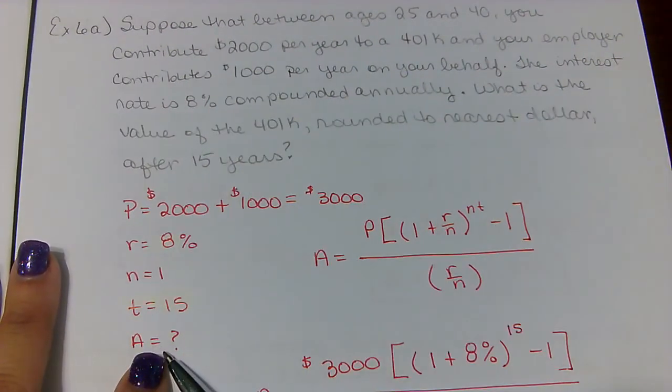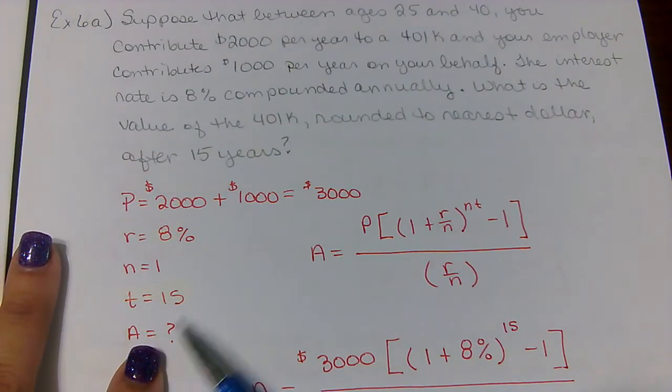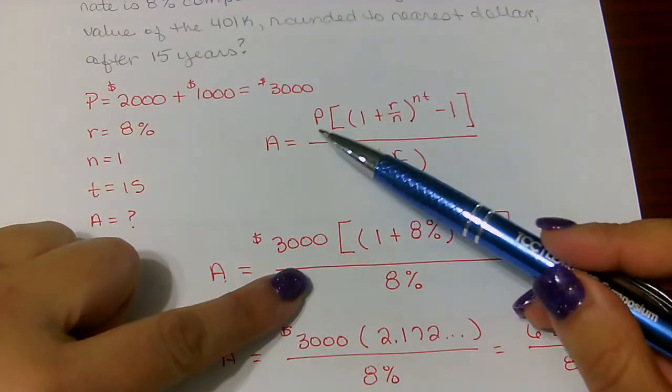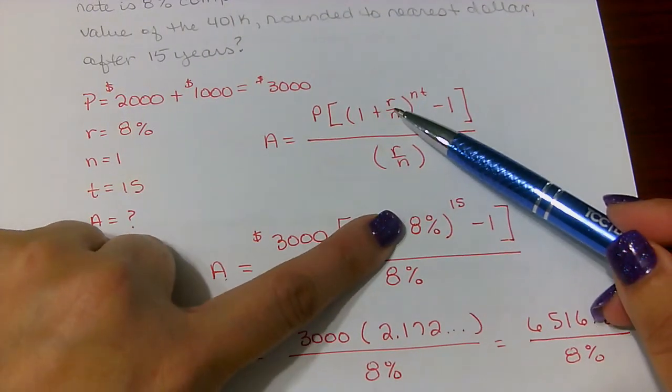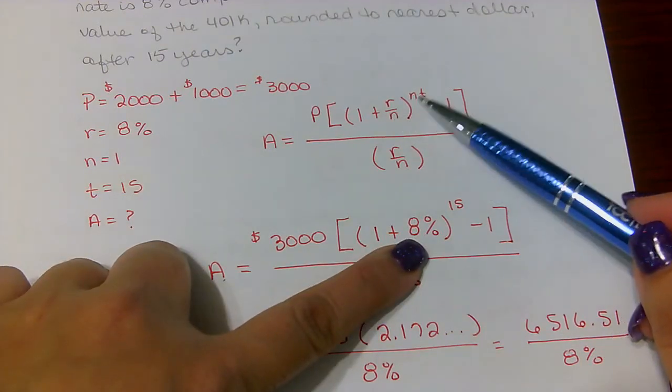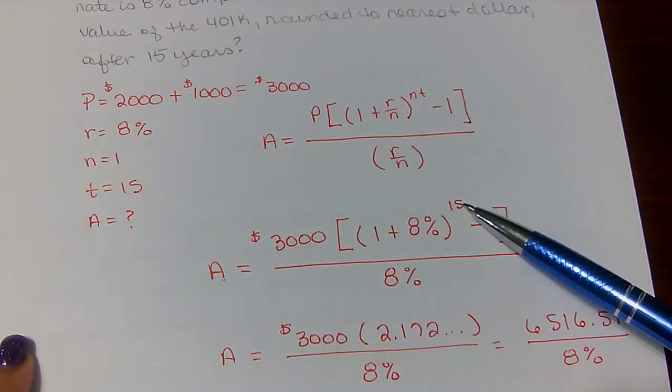What is the value of the annuity? That's going to be our unknown, which is A. Let's plug in our values. P is 3,000. R is 8% divided by 1, so I just put 8. And then 1 times 15 is just 15.